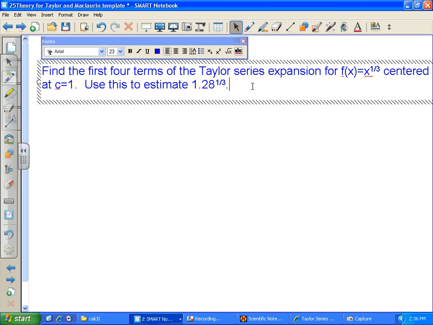And the good news is that you'll be able to check your answers on the calculator. At least, you'll have a relatively good idea about whether the answer you got using the Taylor series expansion is correct by checking your final answer on the calculator by taking the cube root of 1.28 on the calculator.